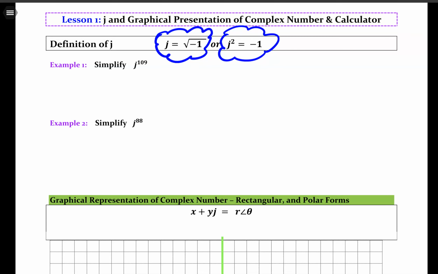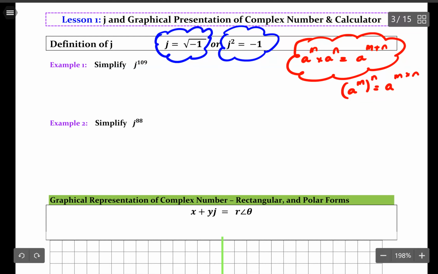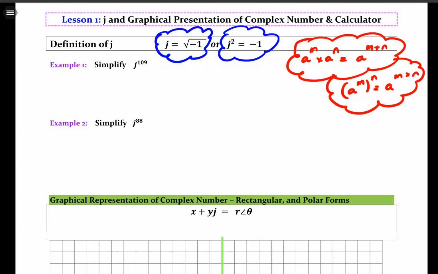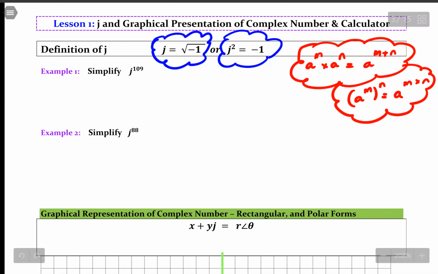related to exponents. If you multiply two powers with the same base, you write the same base as a and you add the two exponents. So this is the first formula. The second formula: if you are raising a power to exponent n, you multiply the two exponents. We use the concept in these two formulas to apply to simplifying j to the exponent 109 and also j to the exponent 88.